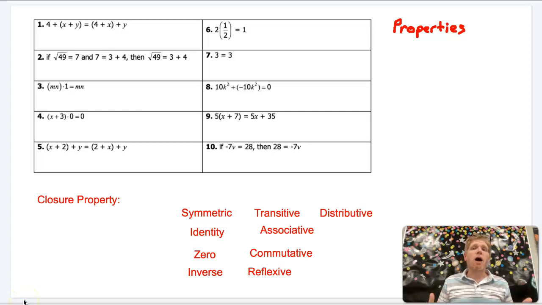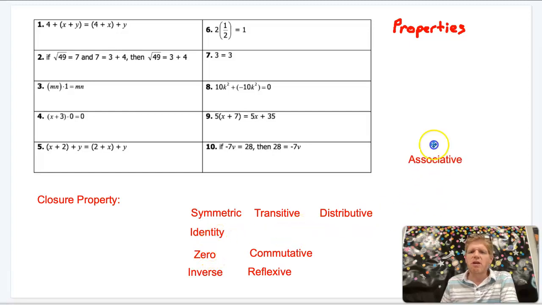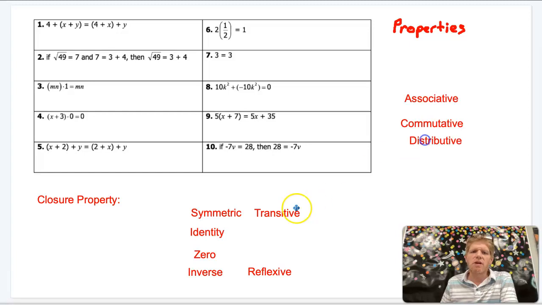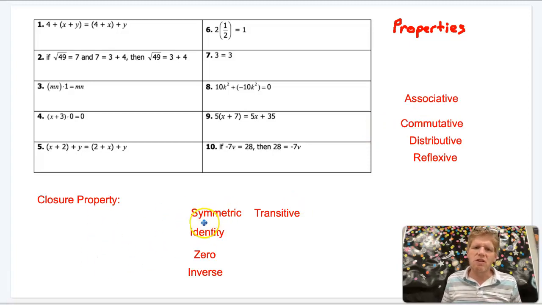Let's take a look at some of the properties of operations that we've looked at to this point. Some of these are more common than others. The big ones for us are going to be associative, commutative, and distributive, and probably we want to remember reflexive at least. Those are kind of the big four. I want to make sure we cover those, and we'll cover these others so that you can maybe get some additional bonus points on the test.